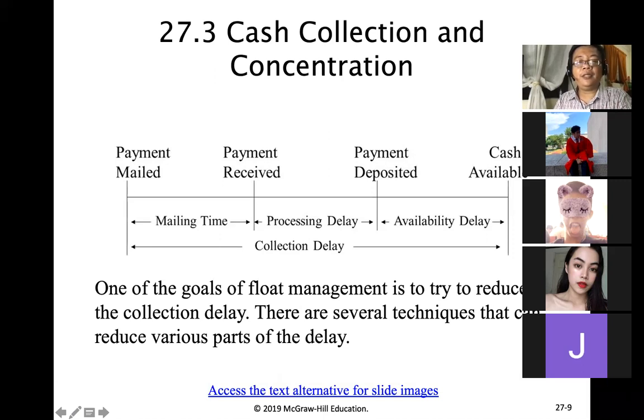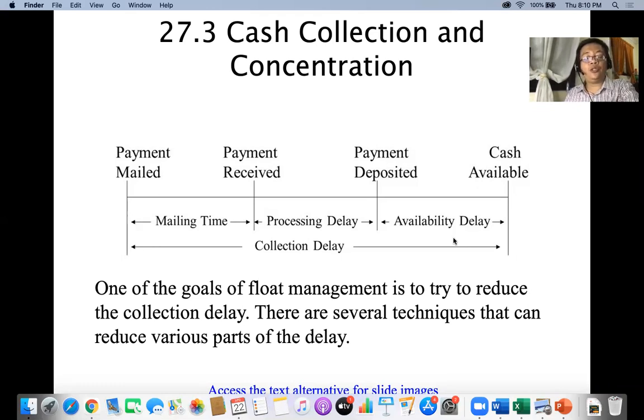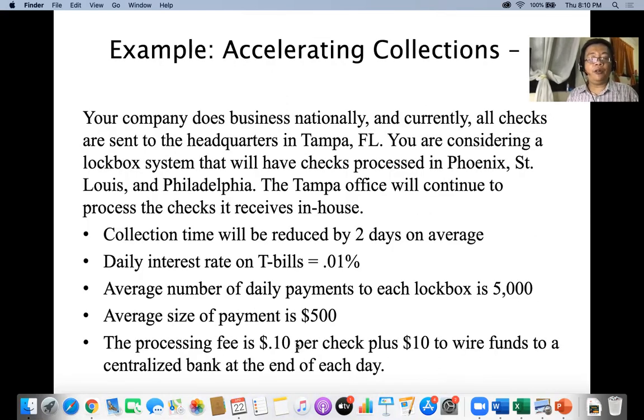Alright, next. Next is all about cash collection and concentration. Di ba ito yung mga delay natin? Cash payment or payment mailed, then payment received, then payment deposited, then your cash available. So the mailing time, the processing delay, the availability delay, that's the cash collection and concentration. So one of the goals of float management is to try to reduce your collection days as much as possible. There are several techniques that can reduce various delays or parts of delay. Yan ang ating motivation to reduce the collection delay. Kasi nga, mas maganda as soon as possible you can have a collection from your customer.